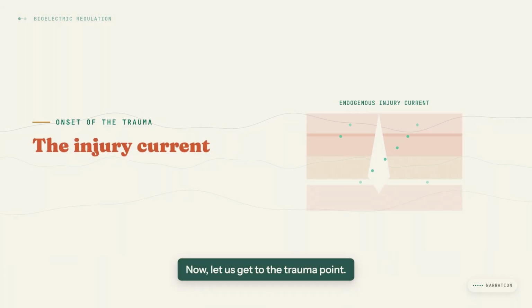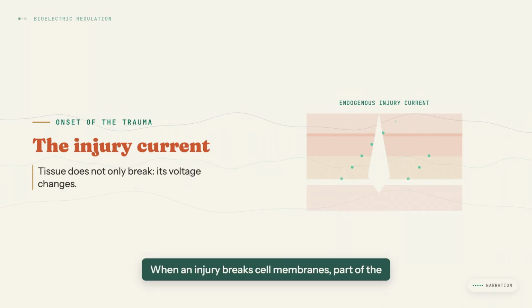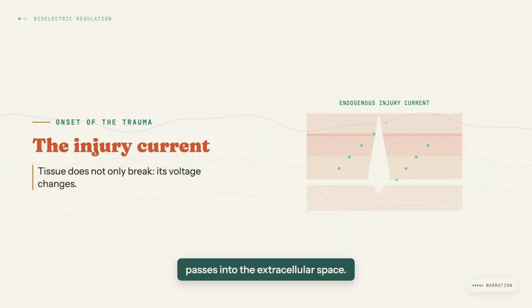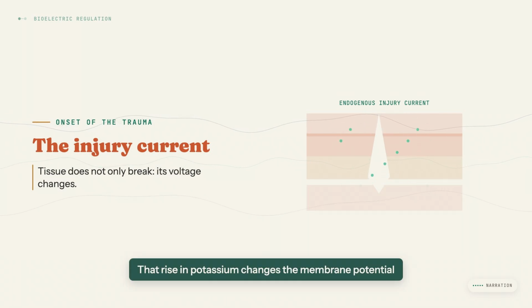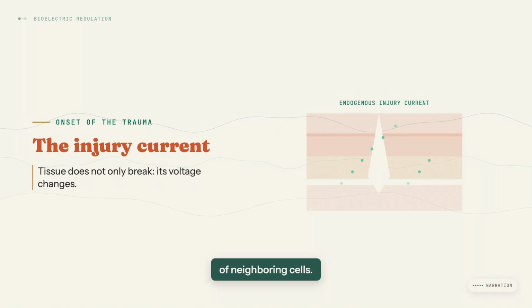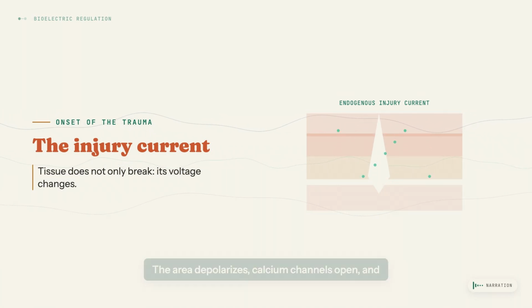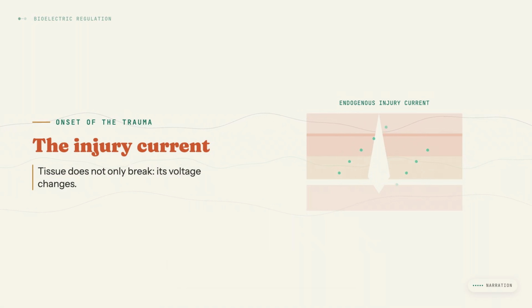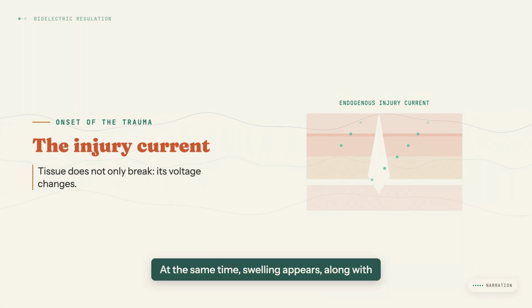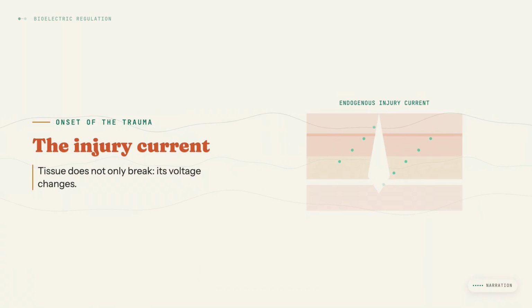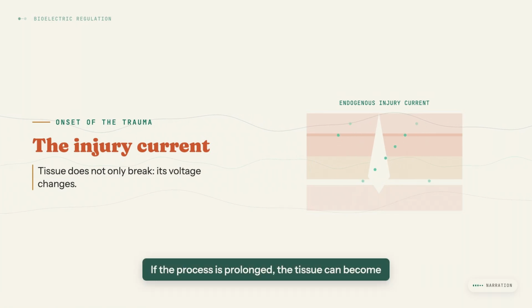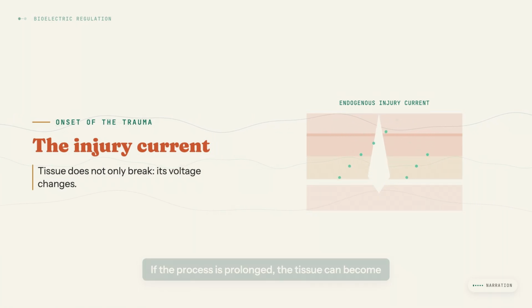Now, let us get to the trauma point. When an injury breaks cell membranes, part of the potassium, normally concentrated inside the cells, passes into the extracellular space. That rise in potassium changes the membrane potential of neighboring cells. The area depolarizes, calcium channels open, and inflammatory processes are activated. At the same time, swelling appears, along with compression of small vessels, reduced perfusion, and metabolic changes. If the process is prolonged, the tissue can become acidic.